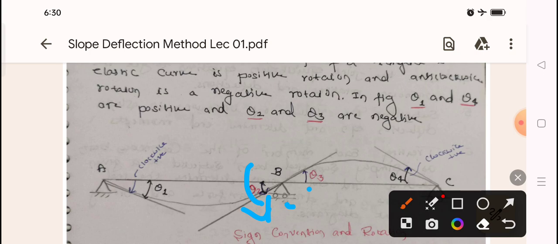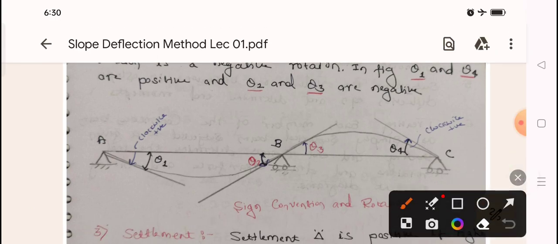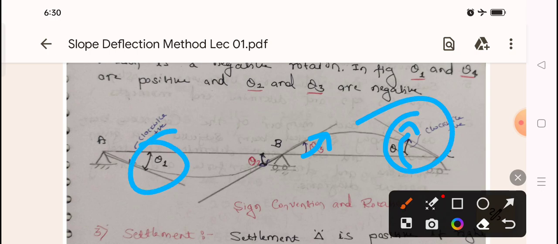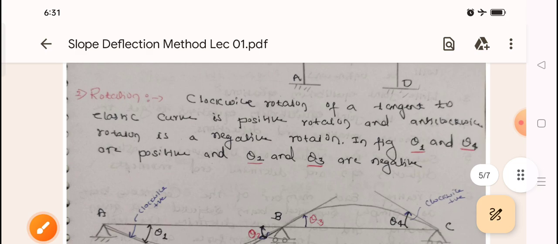This is the tangent, I am going toward the tangent with respect to the beam, from this beam. How is it rotating? It is anti-clockwise, right? That is negative. Same thing for this one, from this beam to the tangent it is clockwise, so it is positive. Means theta 1 and theta 4 are positive, and theta 2 and theta 3 are negative. So clockwise rotation of a tangent to the elastic curve is taken as positive, and anti-clockwise rotations are taken as negative. I think you got an idea about this one.